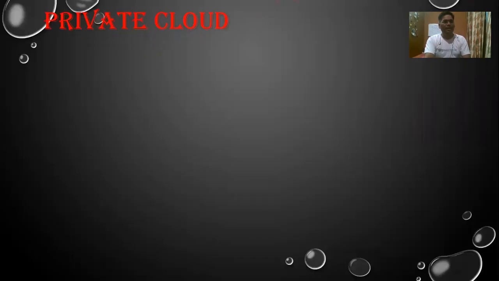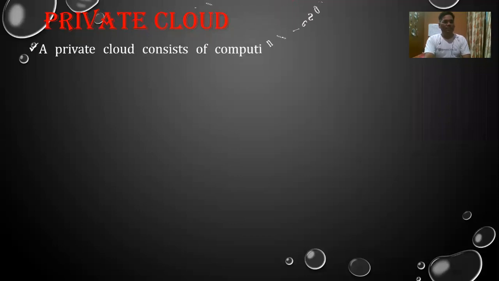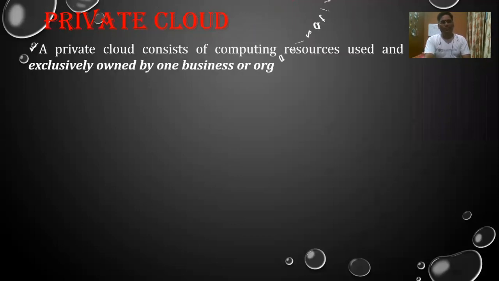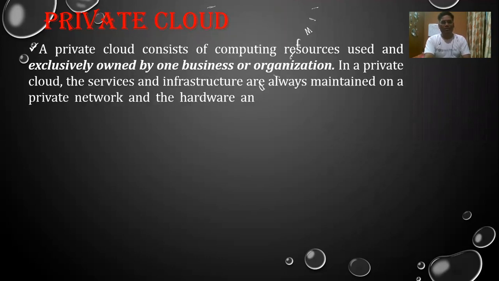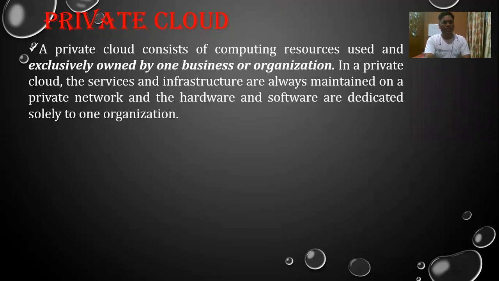The next is private cloud. A private cloud consists of computing resources used and exclusively owned by one business or organization. In a private cloud, the services and infrastructure are always maintained on a private network. You have to understand the difference between public cloud and private cloud. A private cloud is provided by a private network, and the hardware and software are dedicated solely to one organization.